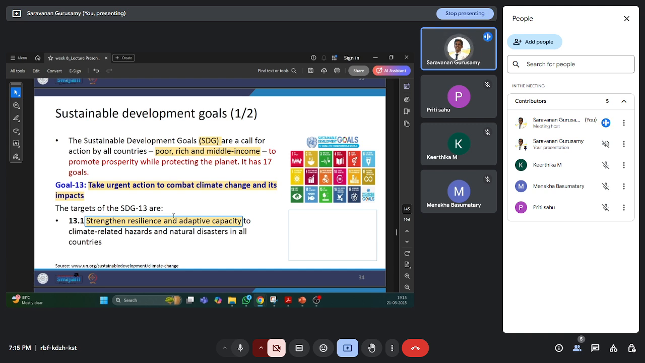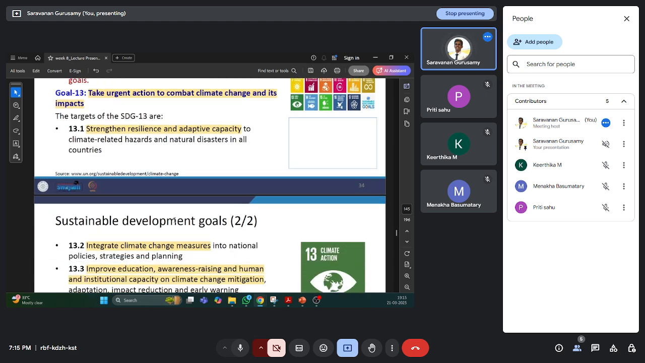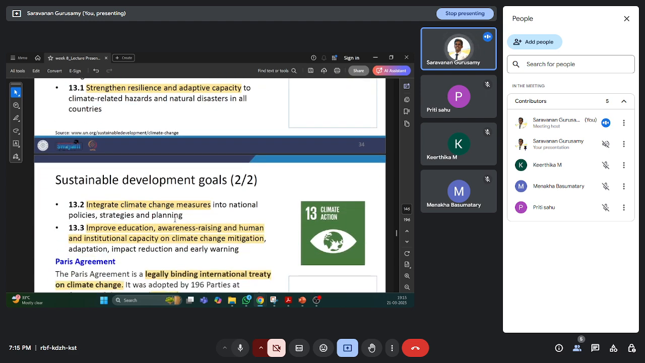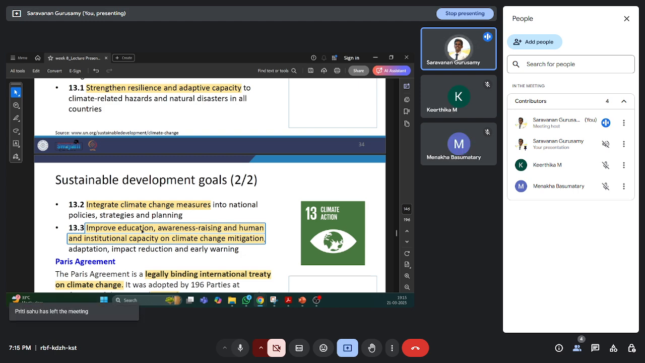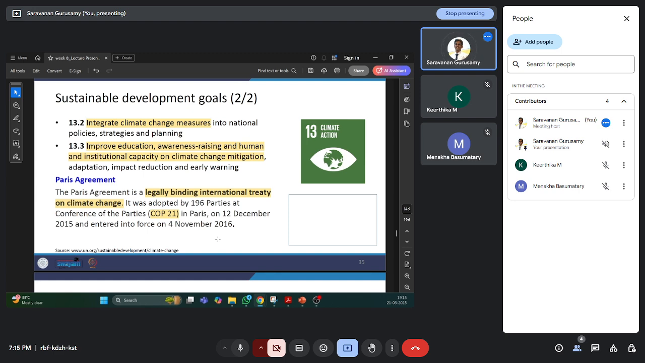One is 13.1, that strengthens the resilience and adaptive climate capacity. And 13.2 is to integrate climate change measures. 13.3 is to improve the education and awareness. That's what through this type of NPTEL courses they will do. That is under the 13.3 target, improve education, awareness raising and human and institutional capacity on the climate change mitigation.